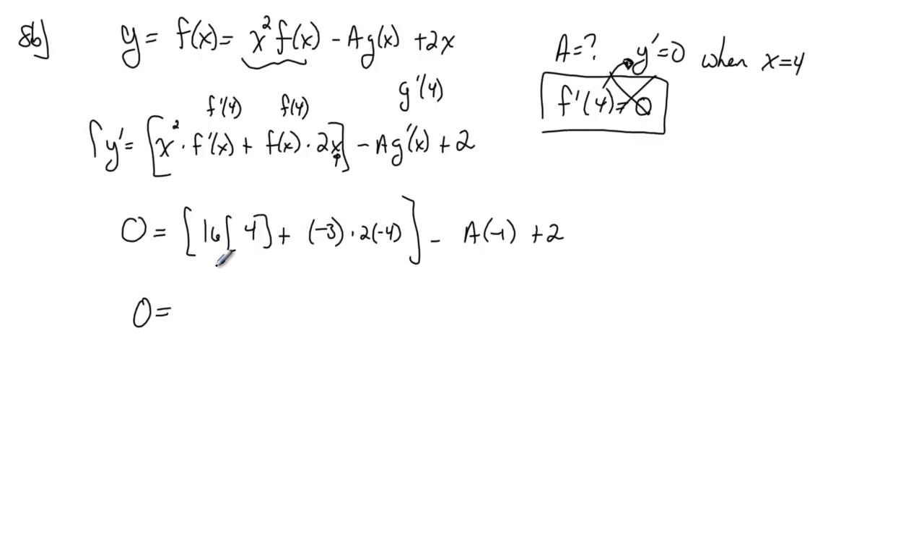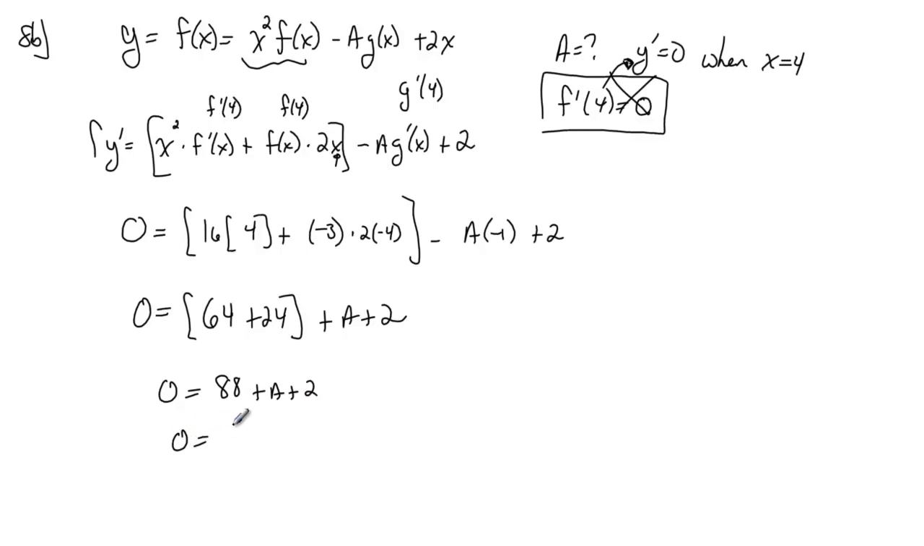So I've plugged in. 16 times 4 is 64. Yeah, that's 64. Negative 3 times 2 is negative 6. Times negative 4 is positive 24. Minus a times negative 1 gives you plus a, plus 2. 64 plus 24 gives you a value of 88. Plus a plus 2. So we're going to have 0 equals 88 plus 2 is 90, plus a, which implies that a is equal to negative 90. So we have the circumstance here that a is in fact equal to negative 90, and that is the only value that's going to suffice that criteria.